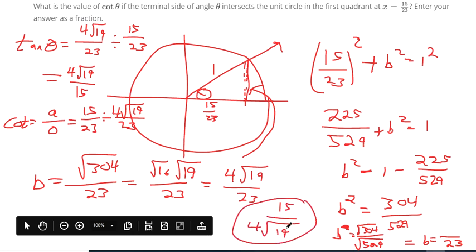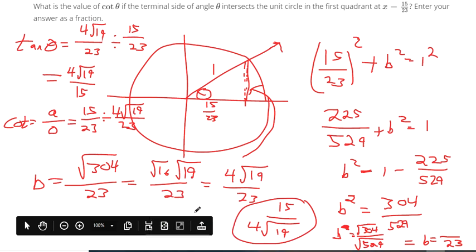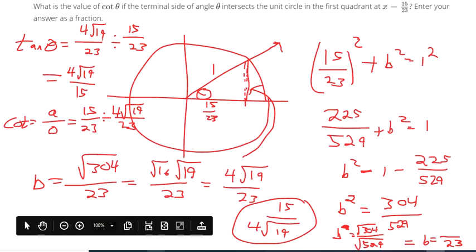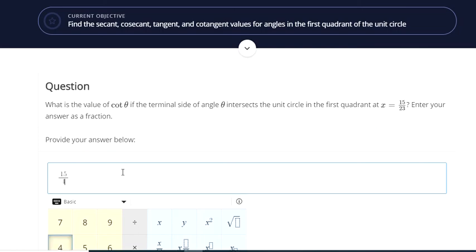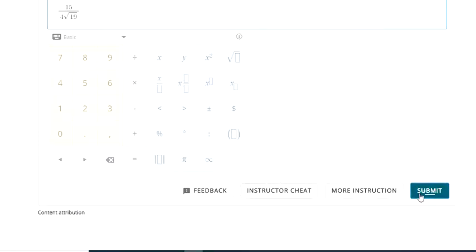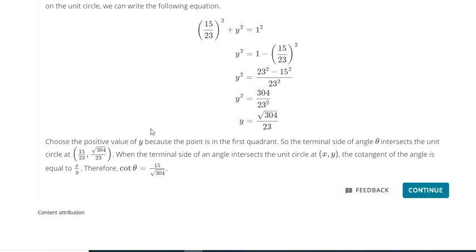We could rationalize the denominator there. Let's see if it accepts this answer though. So I'm going to go into Newton. 15 over 4 square roots of 19. Let's see if it wants us to rationalize. No, it accepts that. Okay. Oh, they even left it as square root of 304. I went a little further than they did.